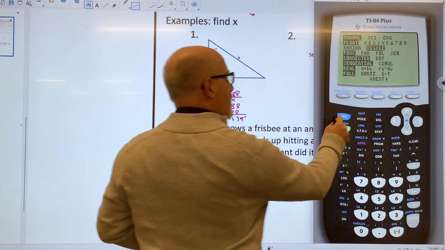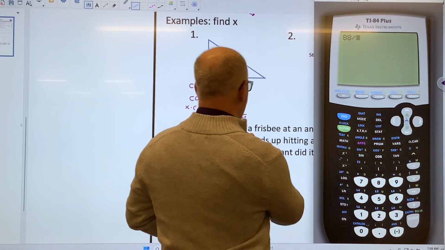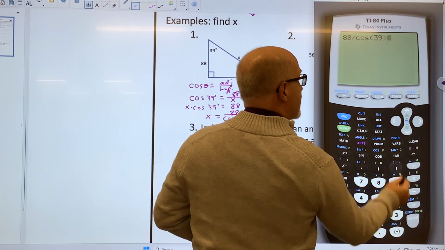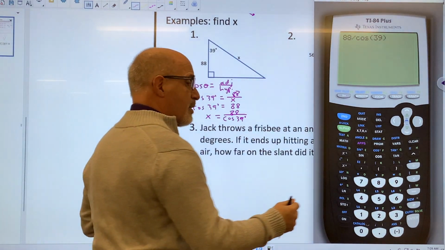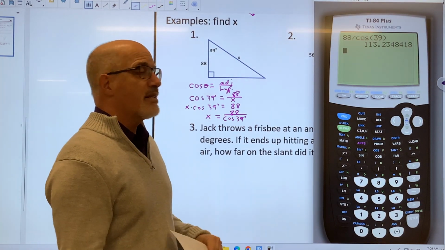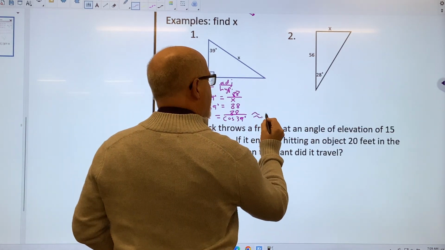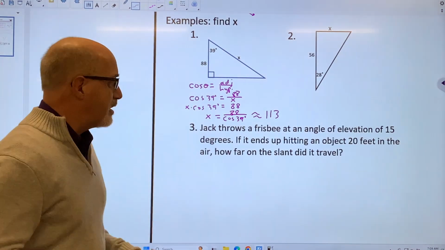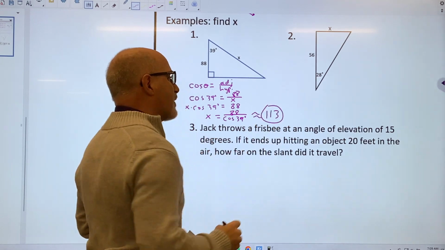So on this, I'll take 88 and divide by the cosine of 39. I'm going to close the parentheses on the 39. I don't have to put in a degree symbol because the mode is already set to degrees. Hit enter, and I get 113.2348. So I'm going to round that to about 113. If you're doing significant digits, it would likely round to 110, but we'll use the nearest unit. So 113 is my answer for that problem.